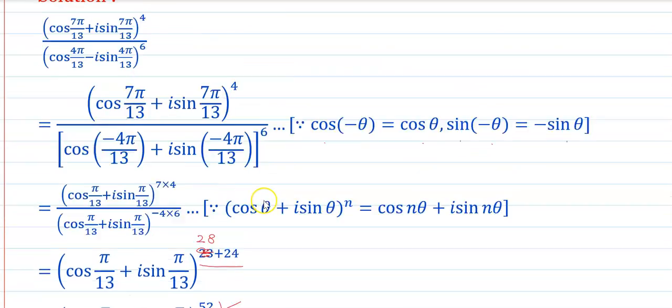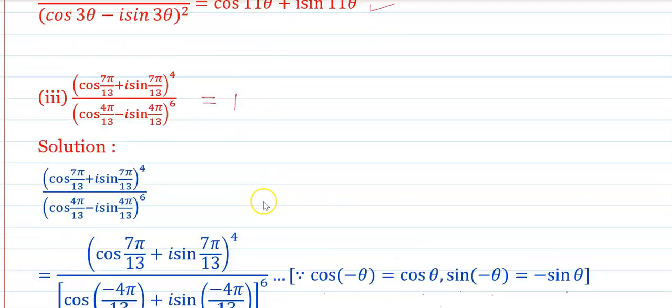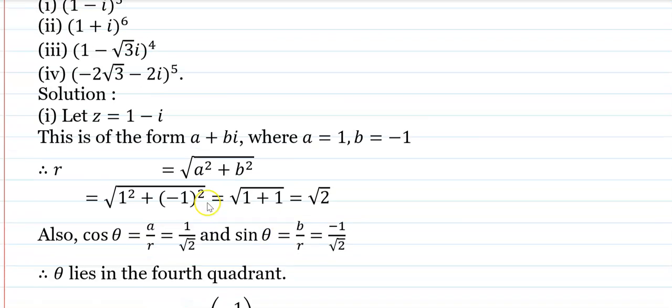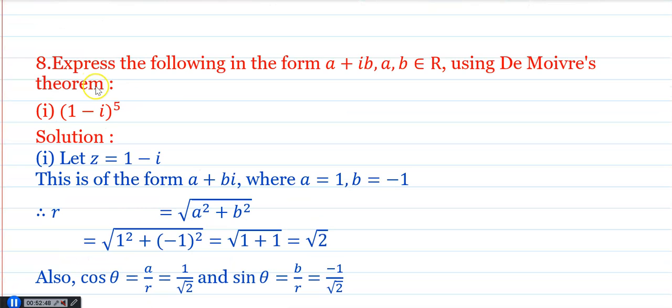Now the next question. This is the last question. Express the following in the form a + ib, a, b belongs to the set of real numbers, using De Moivre's theorem. The first question is (1 − i) raised to 5. Let here z is equal to 1 − i. This is of the form a + bi, where a is equal to 1, b is minus 1.